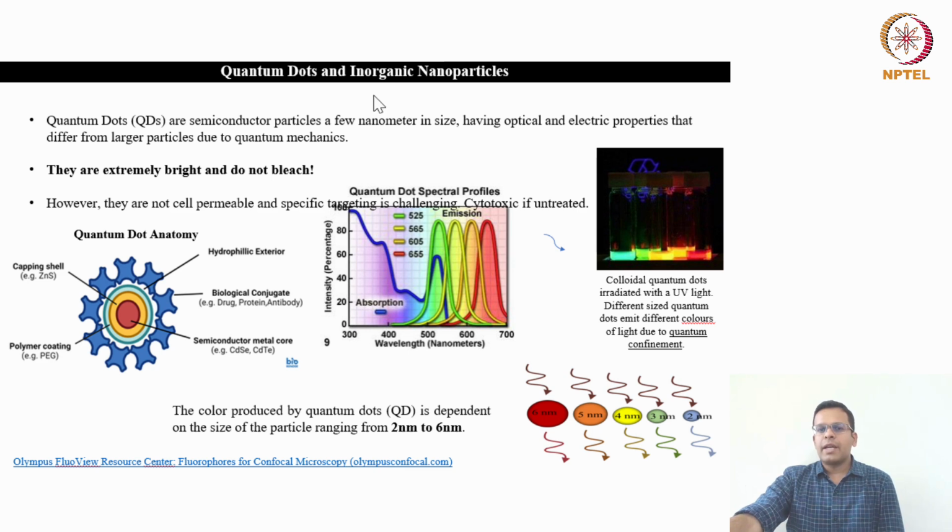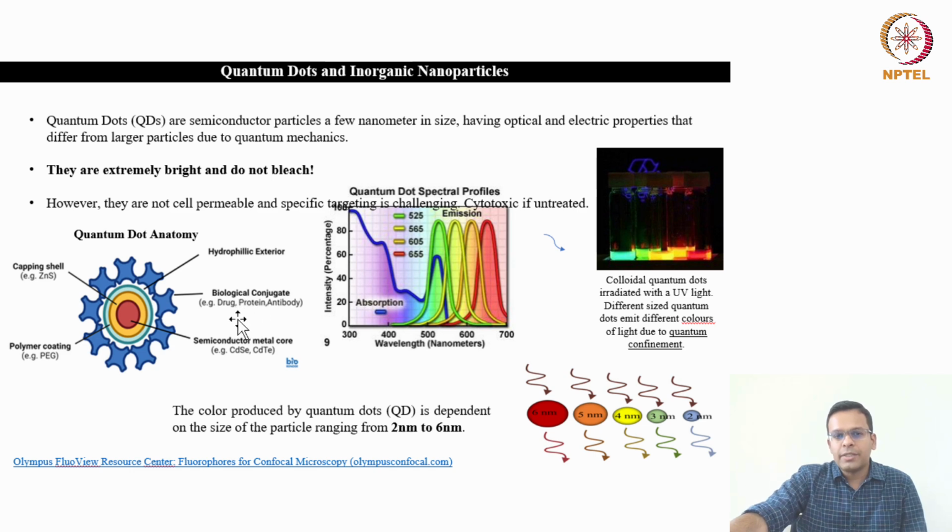Also, there are quantum dots and inorganic nanoparticles, which are used for fluorescence imaging applications. Quantum dots are semiconductor particles a few nanometers in size, having optical and electrical properties that differ from larger particles due to quantum mechanics. They are extremely bright and do not bleach. Let me explain what quantum dots are and what they are made of. Quantum dots are made of a semiconductor metal such as CdSe or CdTe, and they are used for labeling biological samples.